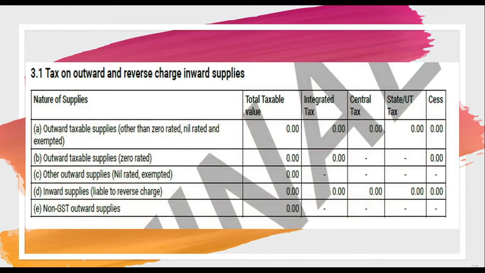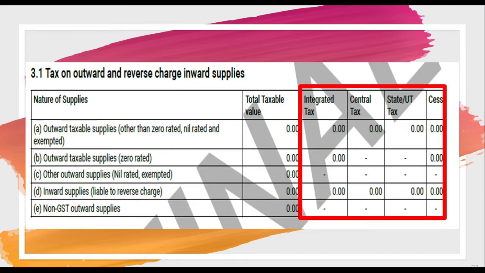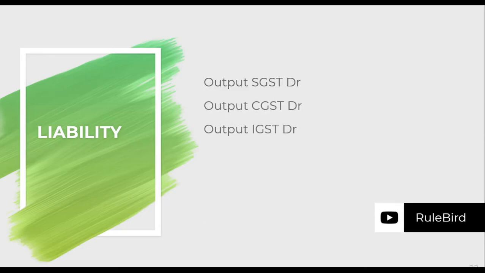Here is a snippet of our GSTR3B. You can see we have some integrated tax, central tax and state tax. Any amount mentioned in this tax column will be entered into our next entries. So what will be our next entries? First we need to confirm the liability shown in our books to the portal. How will we do that? We'll debit our output SGST, output CGST and output IGST. Remember that these three ledgers were already there in our old books of accounts.